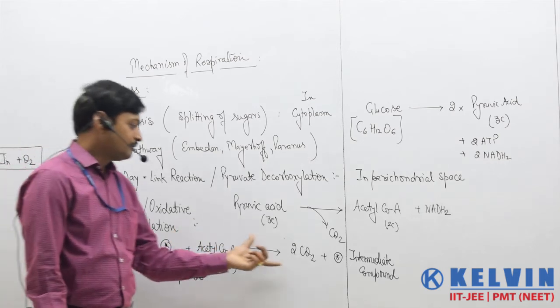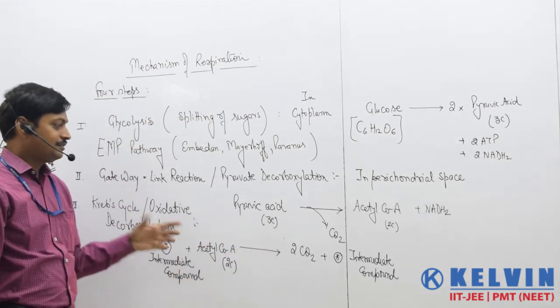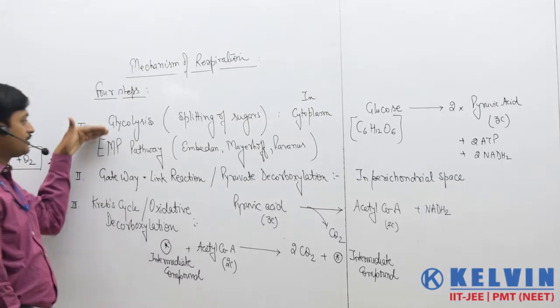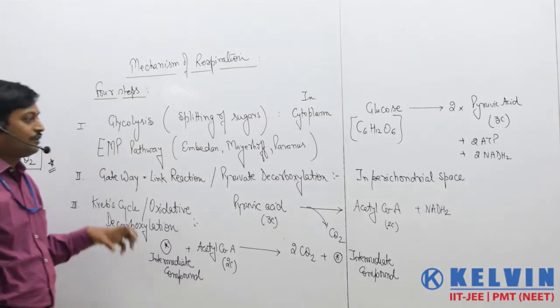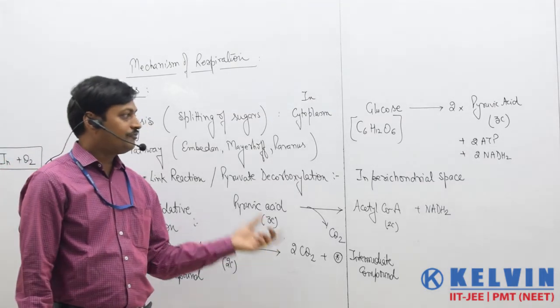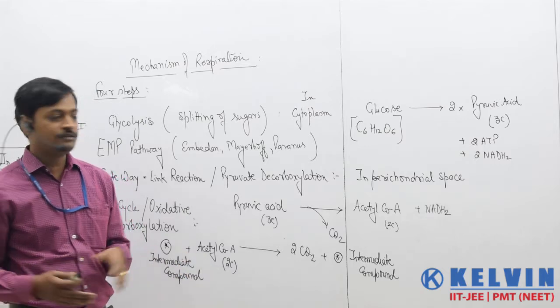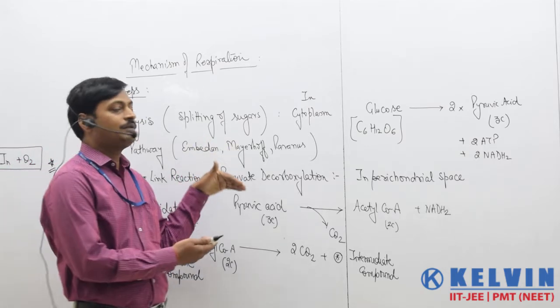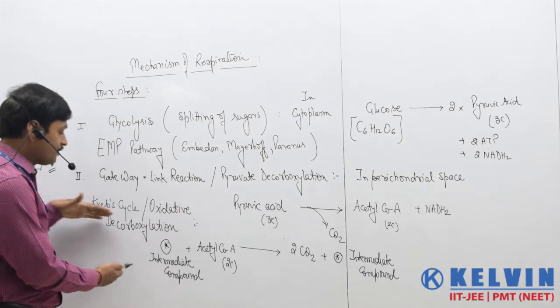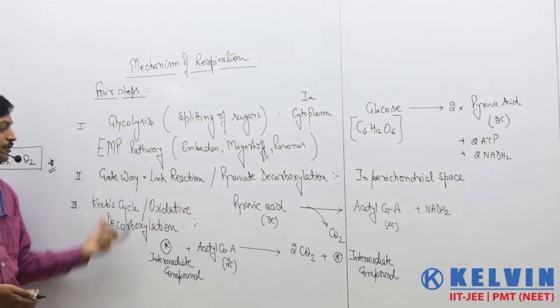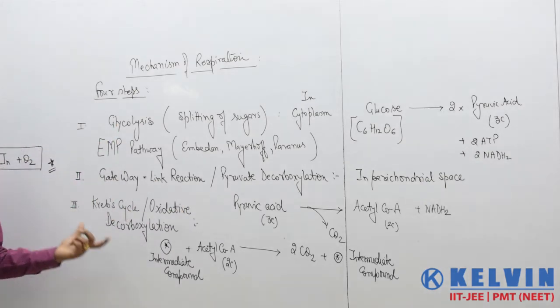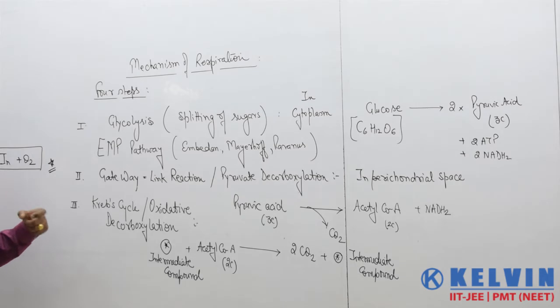But along with this, the maximum amount of energy, as per the four processes, is released or formed, whether in the form of direct ATP, GTP, NADH2 or FADH2. In terms of the maximum number of molecules, these are formed during the Krebs cycle. So the maximum amount of energy is released by this step, the Krebs cycle or oxidative decarboxylation.